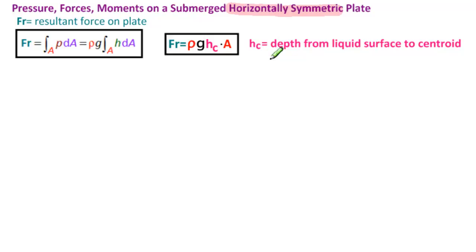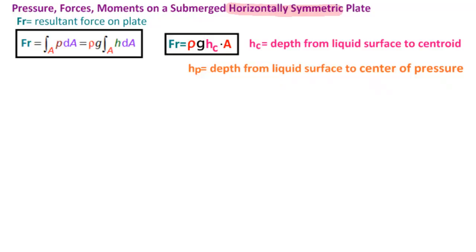And HC is the depth from the liquid surface to the centroid. Remember, we don't have to worry about the x coordinate of the centroid because it's horizontally symmetric. Keeping that discussion in mind, when we're looking for the center of pressure, we also do not need to know the x coordinate, because it's horizontally symmetric, so it's on the vertical axis of symmetry. All we need to know is the depth from the liquid surface to the center of pressure.